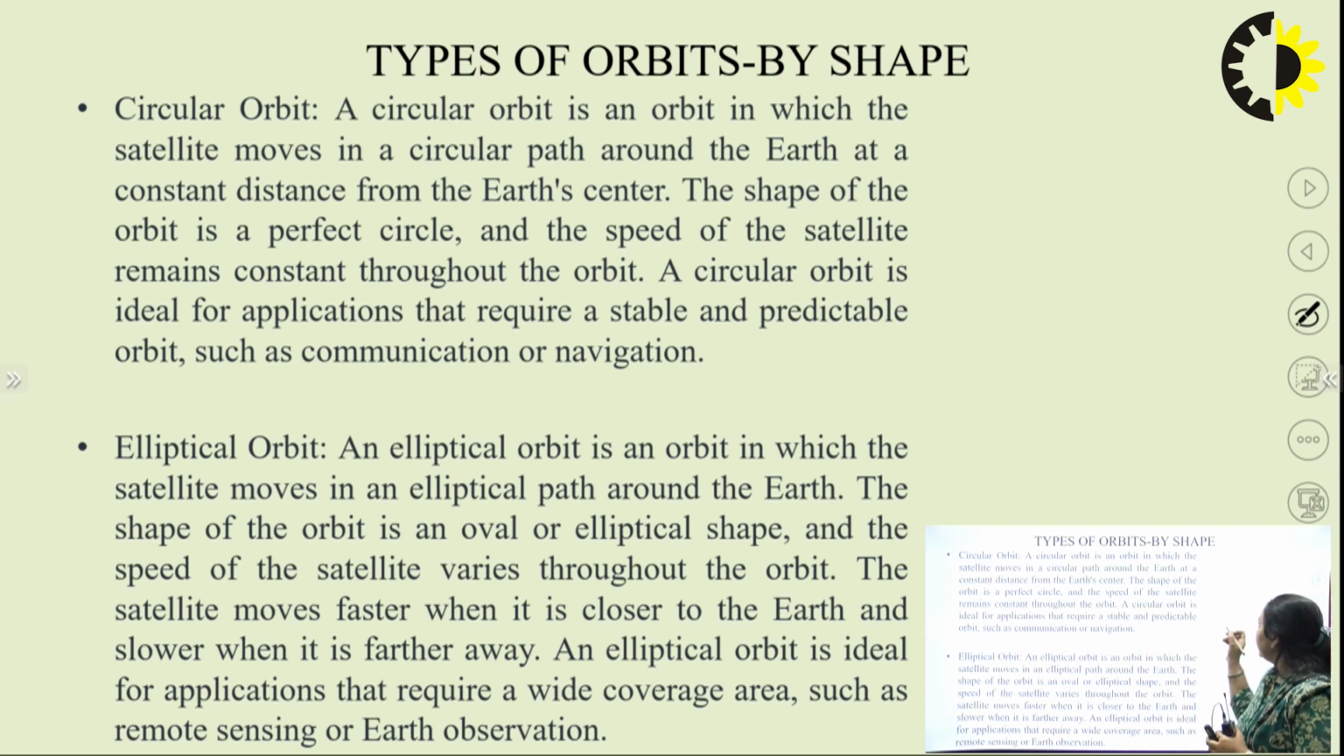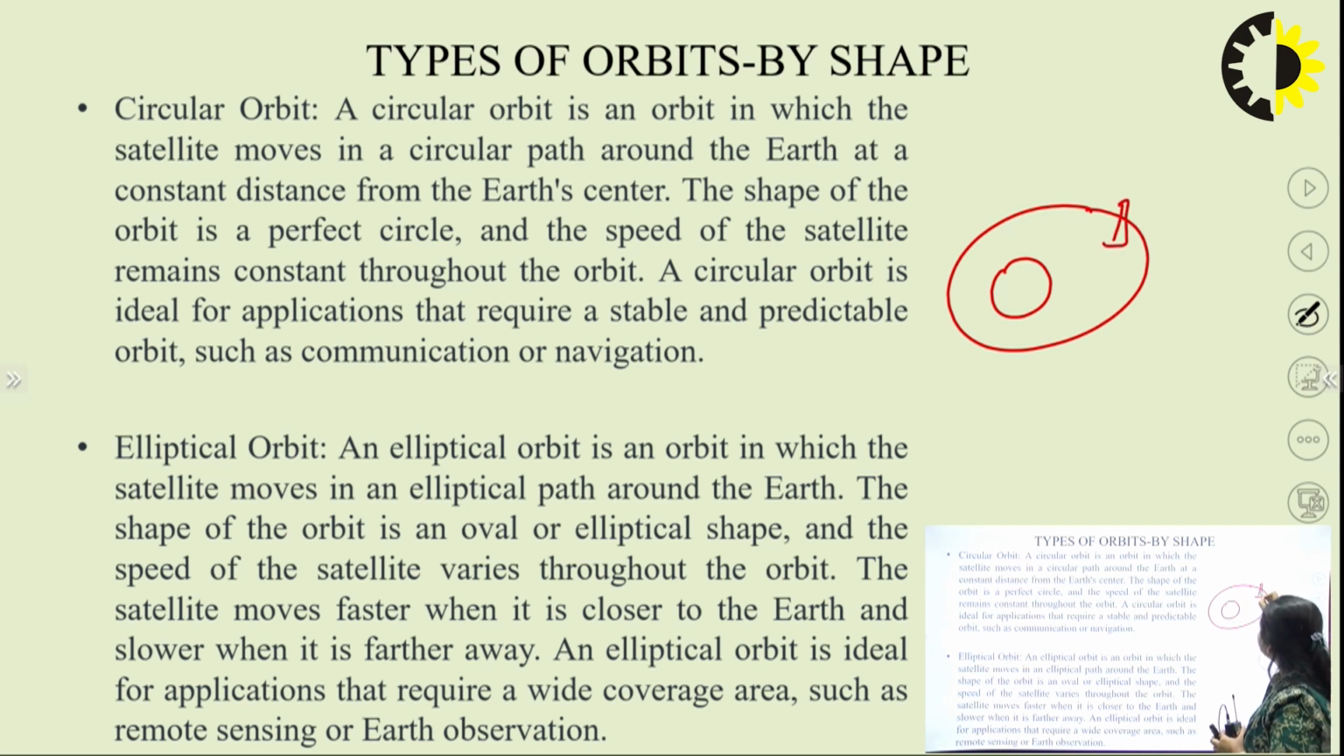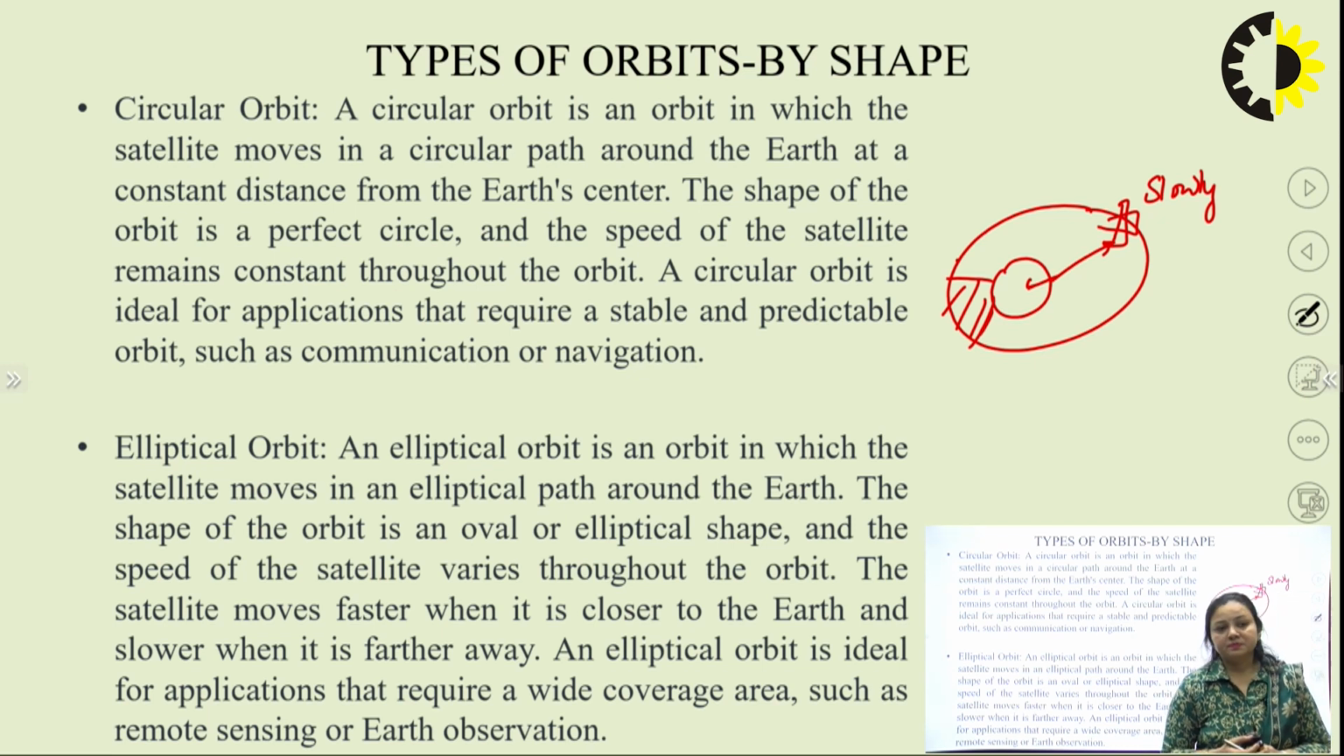For example, if this is the center of Earth and I have this ellipse, if my satellite is rotating at this position, it is farther from the Earth, so it will move slowly, so that it is in view for a long period of time. But as soon as the satellite comes to this position, this area it will cover at a high speed. So, this will cover this area very fast.